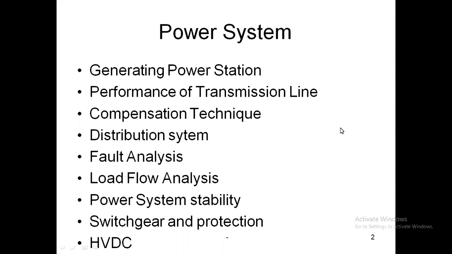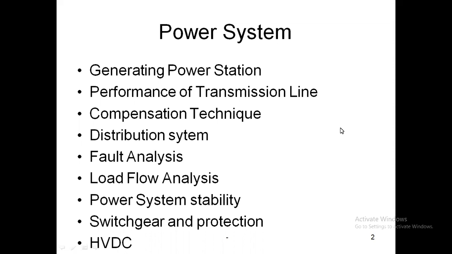In power system stability, we will try to find out the stability of the grid, that is, how stable the grid is, or when it will become unstable. So these analyses will be done in power system stability. We will be finding out the operating condition: if the line is operating in this operating condition, then what will be the stability of the line, and what are the different unstable conditions in which the line may go into the unstable region.